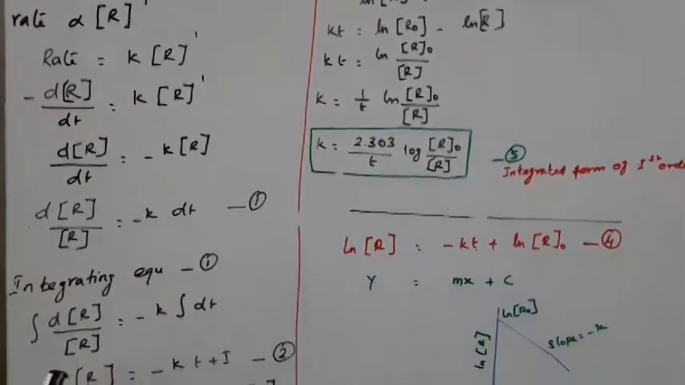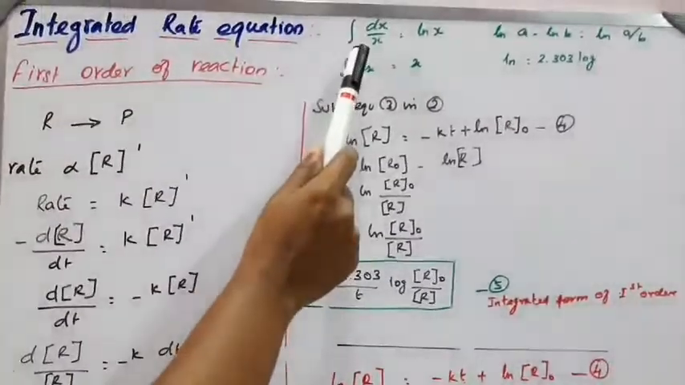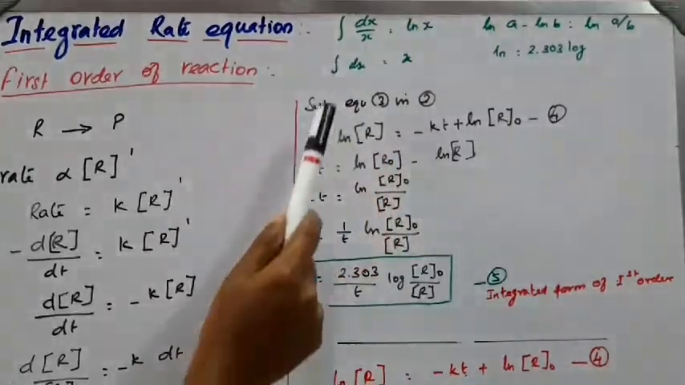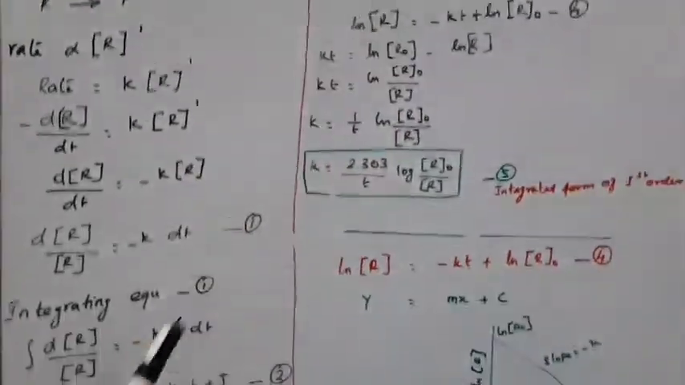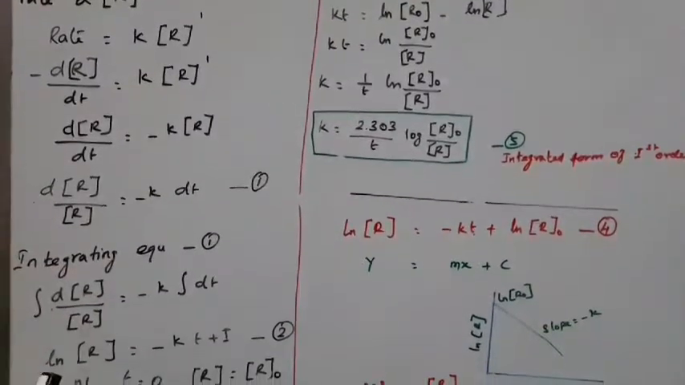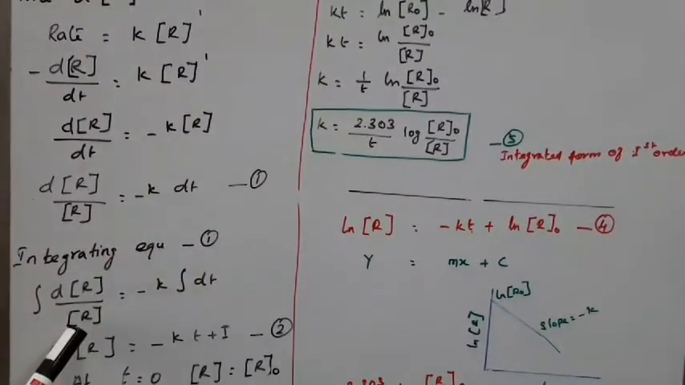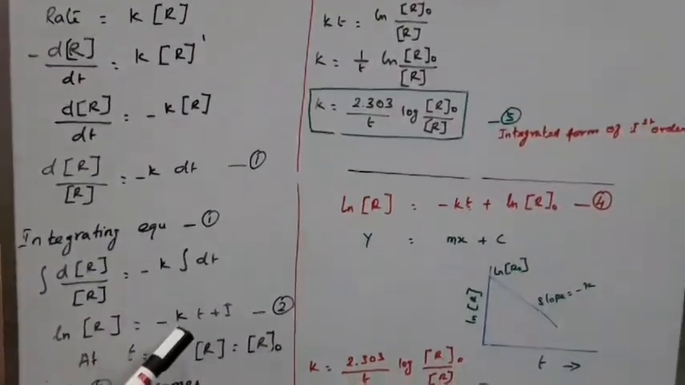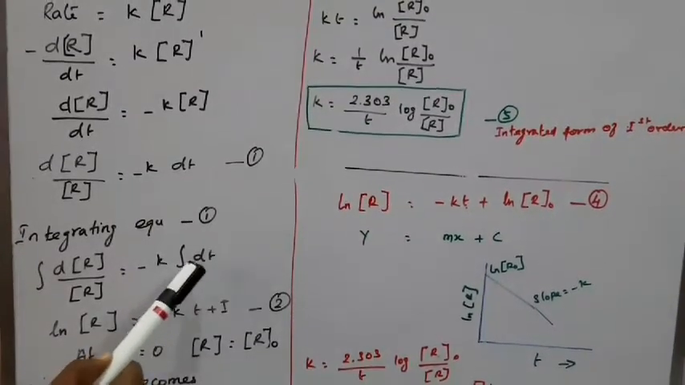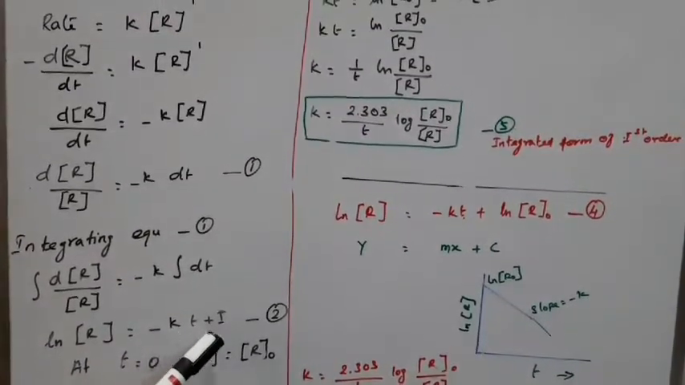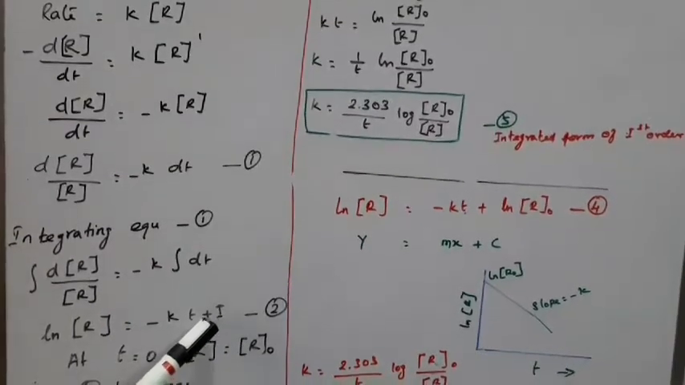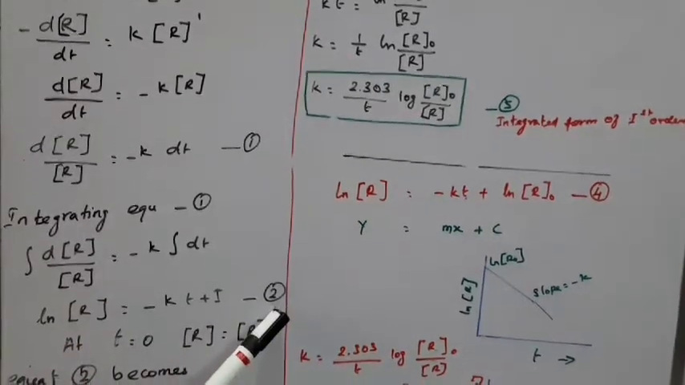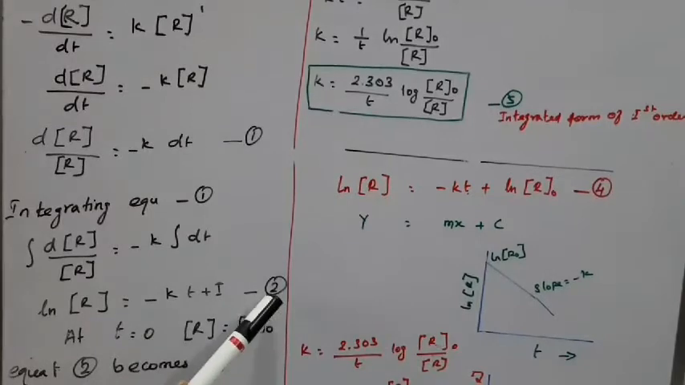Students, you see here the formulas in integral form: integral dx by x equals ln x, and integral dx equals x. For this form, d of R by R is like dx by x. So ln R equals minus k, and the integral of dt is t, so k into t. When integrating, there must always be a constant, so plus I. We may consider this equation 2.